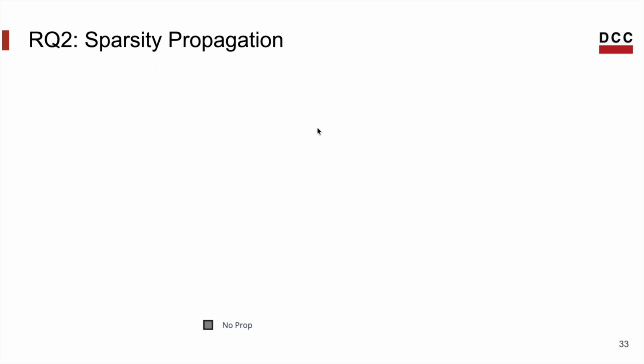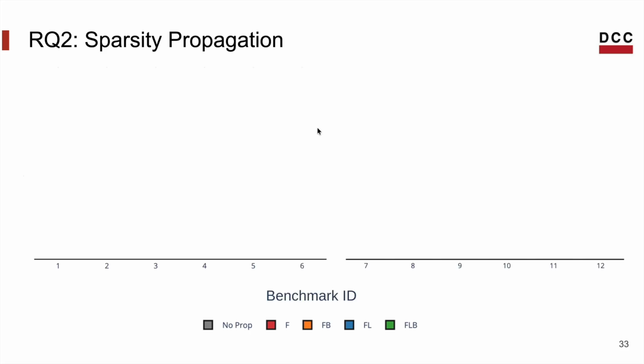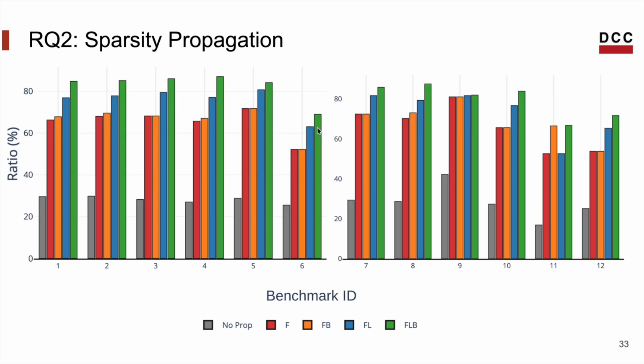So here we want to see how much sparsity we can propagate. So we start with our graph and its initial sparsity, but no propagation, in gray. And then we have the same graph, but augmented with the analysis only using the forward direction, then forward plus backward, forward and lateral, and finally in green, the same graph after running the analysis in all the directions. Again, the same 12 benchmarks, but this time we are comparing the amount of sparsity we have in the computational graph. These are the results.